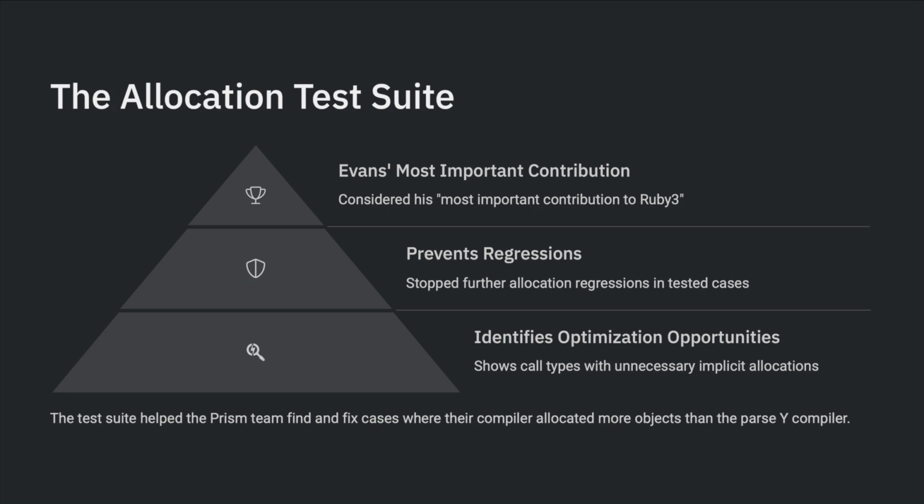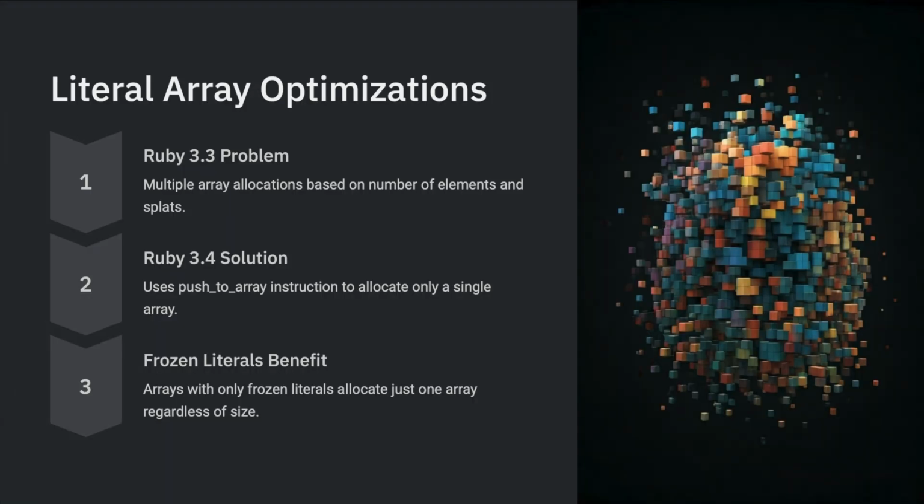You got it. And the speaker, Jeremy, felt this test suite was actually his most important contribution to Ruby 3.4 because it built the foundation. It allowed all the later optimization work to happen with confidence, knowing they weren't accidentally making things worse elsewhere. So with that safety net built, where did they focus the optimization efforts next?